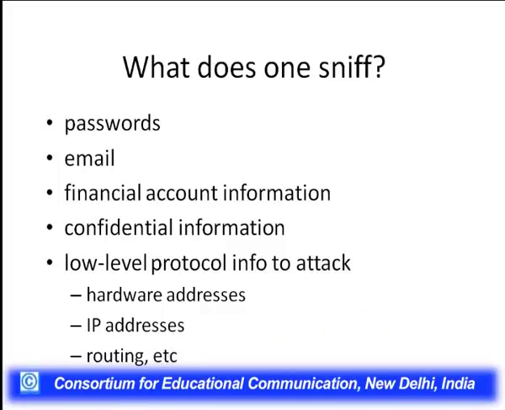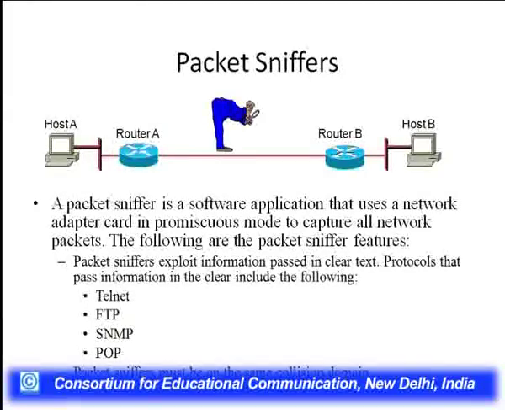So basically passwords are sniffed, emails are sniffed, financial account information is sniffed, confidential information is sniffed, and low level protocol information like hardware addresses, IP addresses, routing tables, etc. All this information can easily be sniffed from the networks.